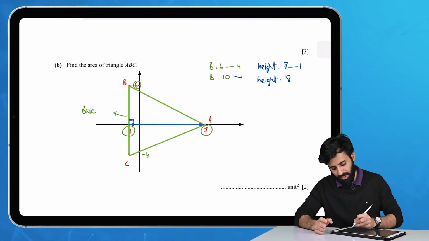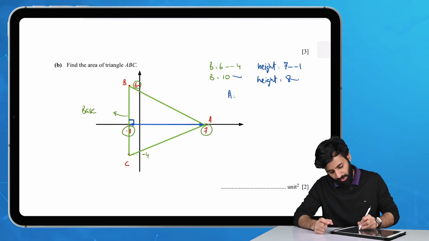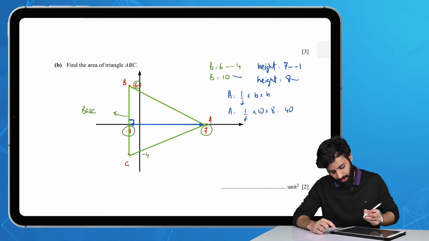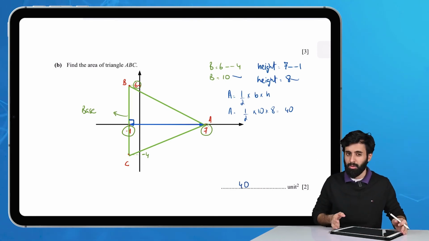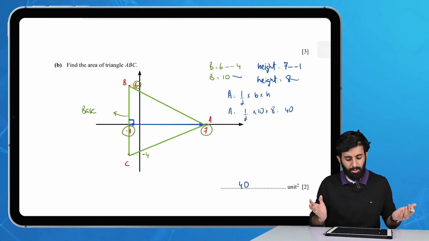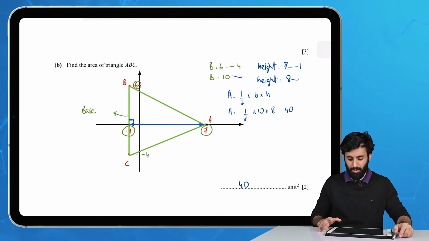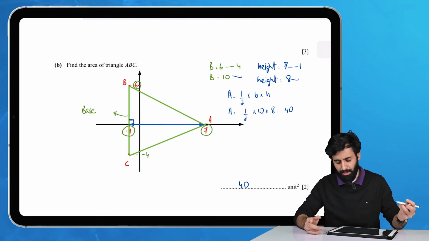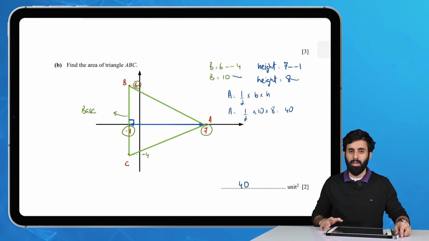Now that you have your base and height sorted out, we're going to use the formula half times base times height. So half times 10 times 8. 10 times 8 is 80, 80 upon 2 is 40. So that means 40 unit square, but you don't have to worry about the unit in math because that's already written for you. And there you go.